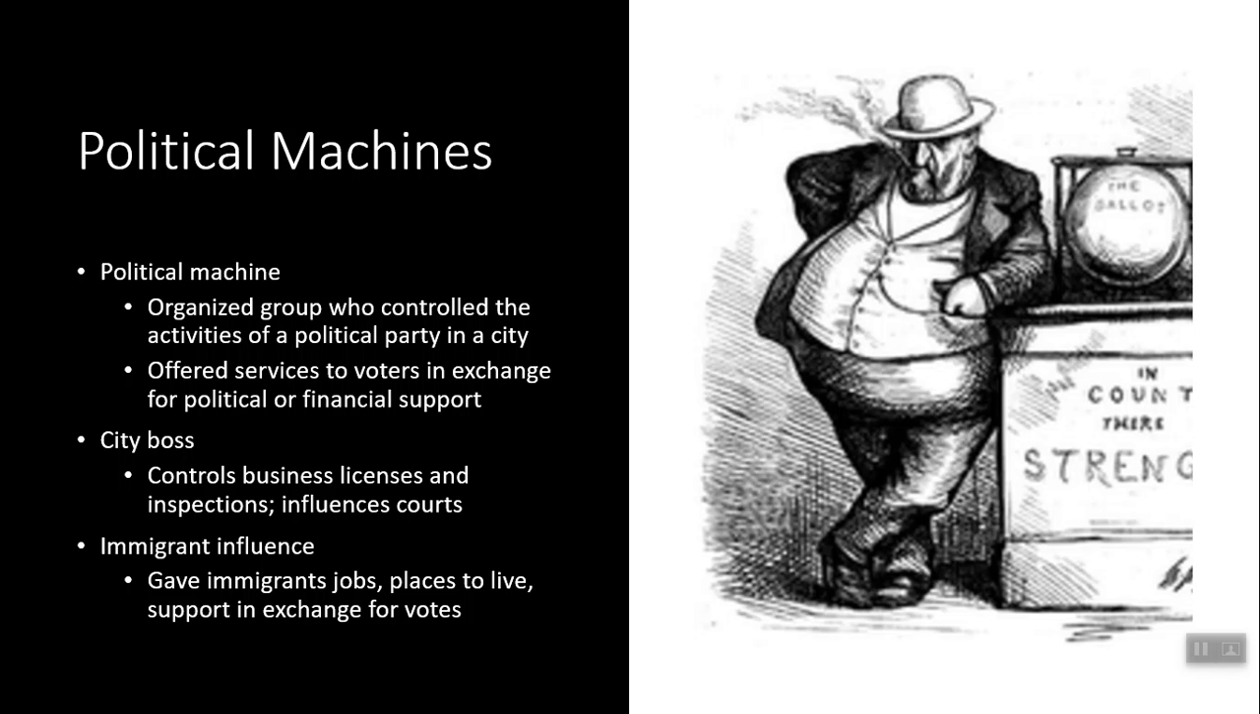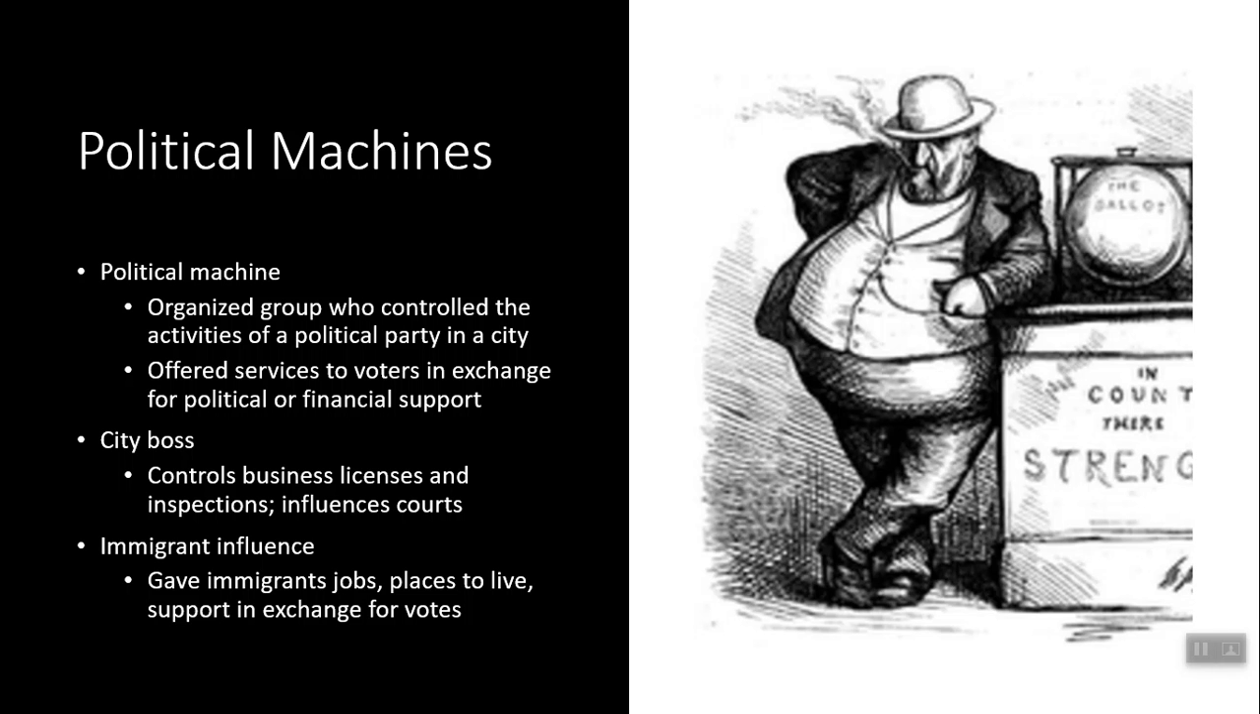Now, one of the benefits in the cities, but also a hindrance, was the political machines. Political machines were an organized group who controlled the activities of a political party in the city. They offered services to voters in exchange for political and financial support. So, for example, if I got you a job and then I said, I need you to vote for the Republican candidate, I would expect that you would vote for that candidate because I got you the job. The city boss was the one who controlled business licenses and inspections, also influenced the court.